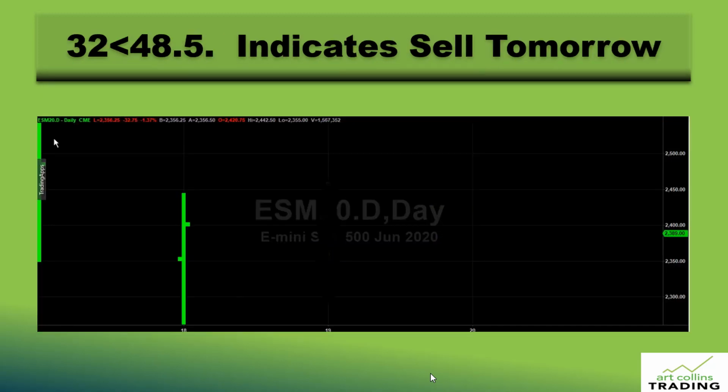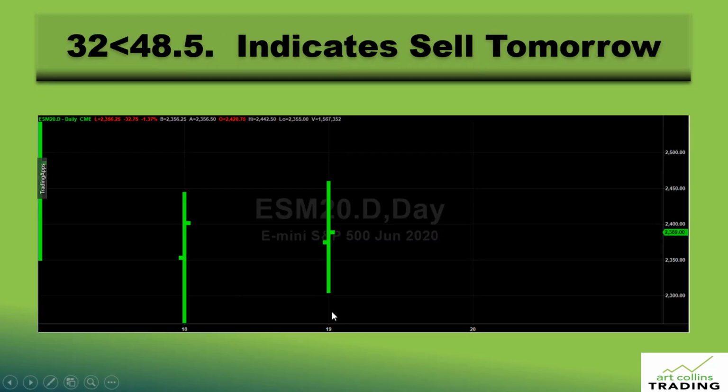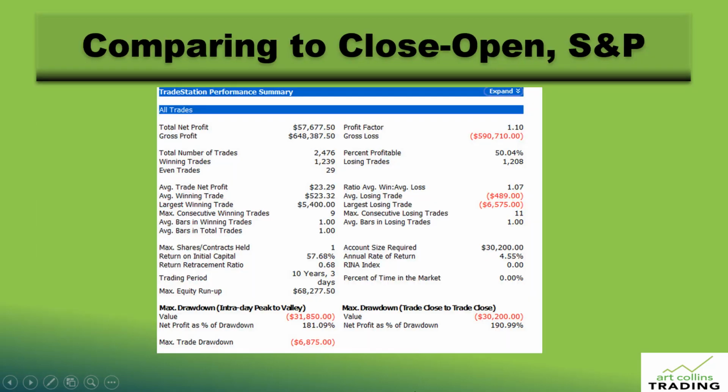How did that work out? Well, they can't all be gems, but this is a 10-year history of it in the S&P. $57,000 off of 2,476 trades, roughly 50% accuracy. This figure tells you that this is not a system. This is just an indicator that you can maybe combine with other indicators if you're looking to forecast probable direction for tomorrow. $23 average trade before slippage and commission.